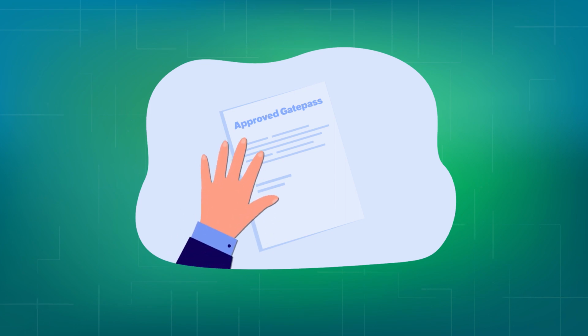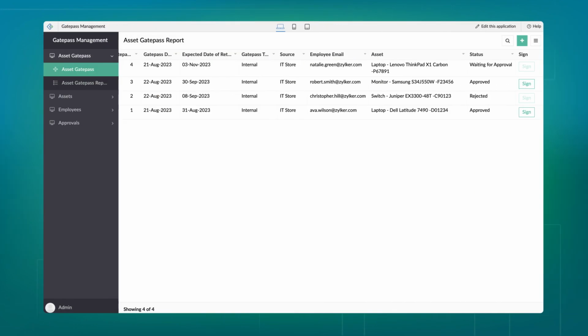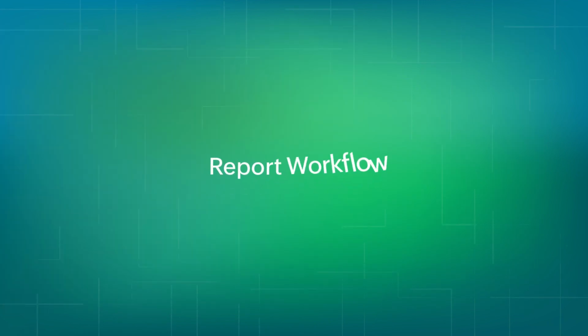Next, as per the expected flow of the application, we want the security to sign an approved gate pass request. We can have a button next to each record on the click of which the security gets to add his signature to the record. A custom button or report workflow lets you achieve this. Let's see how it's done.